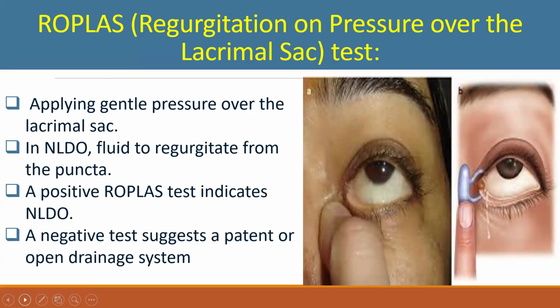So what is ROPLAS? Regurgitation on pressure over the lacrimal sac. When we find a chronic dacryocystitis patient, there is a swelling in the lacrimal sac area. We apply gentle pressure over the lacrimal sac. If there is fluid regurgitation from the puncta, it is positive for ROPLAS, which indicates nasolacrimal duct obstruction of the patient. But in case of a negative test, it suggests a patent or open drainage system.